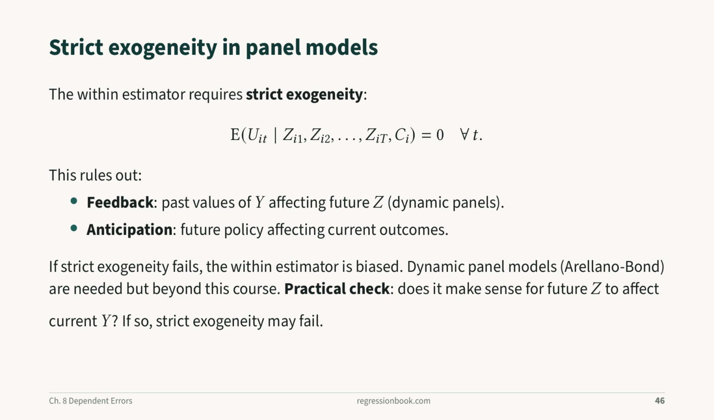The within estimator's own assumption is strict exogeneity. The error at any time must be mean independent of the regressors at every time, given the unit effect. That rules out feedback, past outcomes driving future regressors, and anticipation, future policy shaping current outcomes. The practical check: could future values of the regressor plausibly relate to current outcomes? If yes, the within estimator is biased, and dynamic panel methods lie beyond this course.